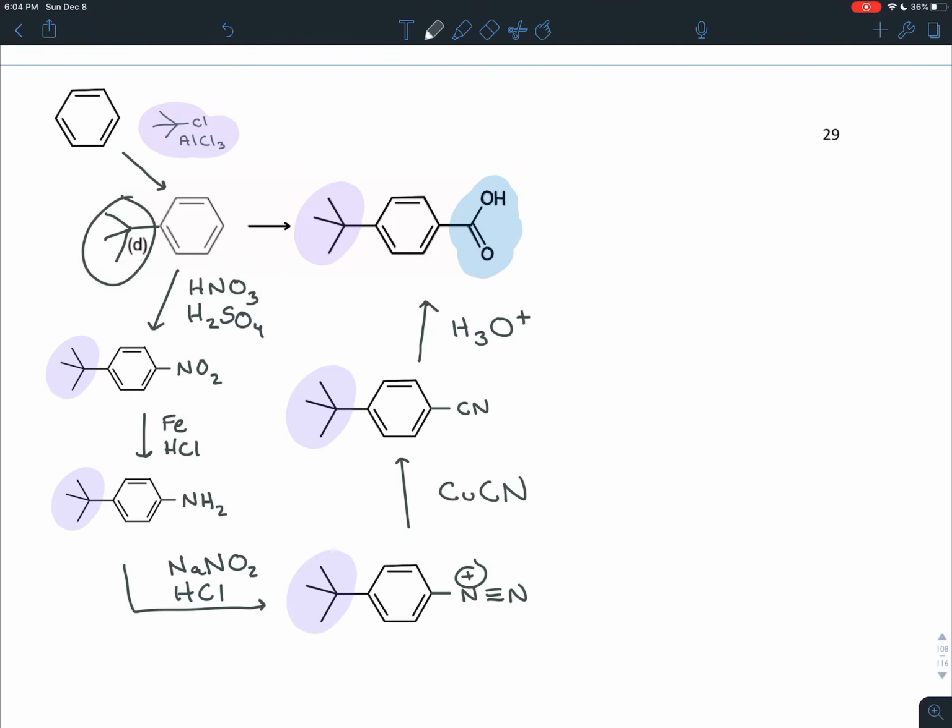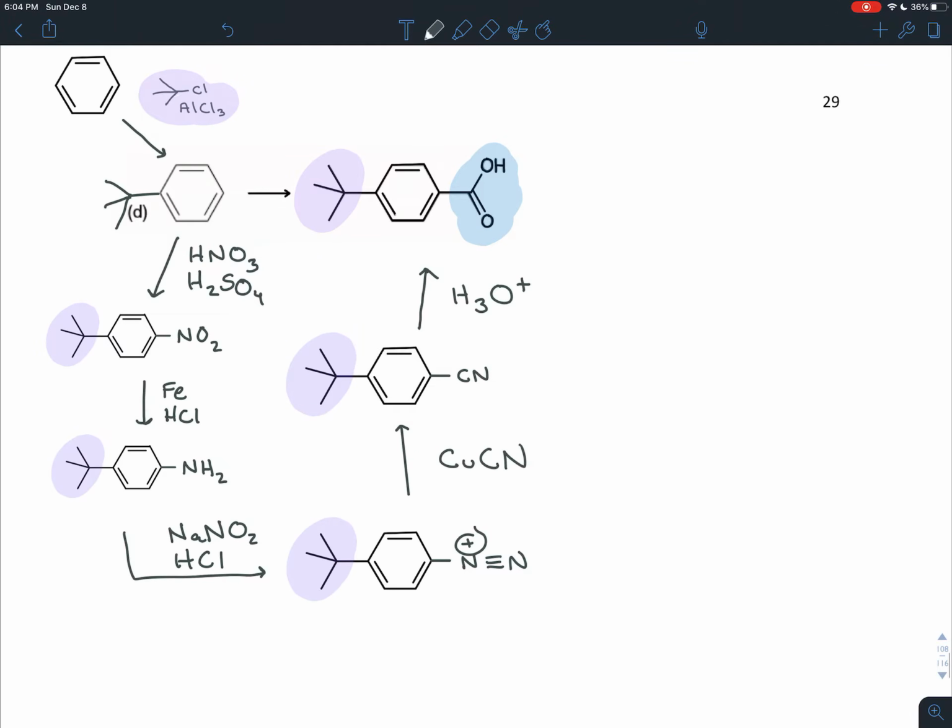And then once we have that group there, that's an ortho-para-director. If we put the nitro group on after that, it will either go to the ortho or para positions. But notice that the tert-butyl group is really bulky, so the ortho positions are not going to be preferable, and the nitro group would add to the para position. Then you can reduce it to get the primary amine, turn that into your diazonium ion, do the Sandmeyer reaction, and hydrolyze the nitrile.